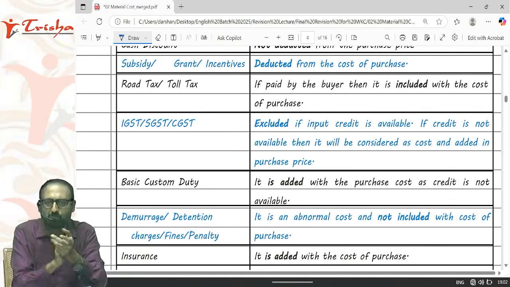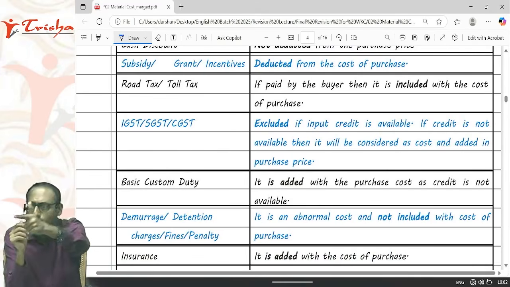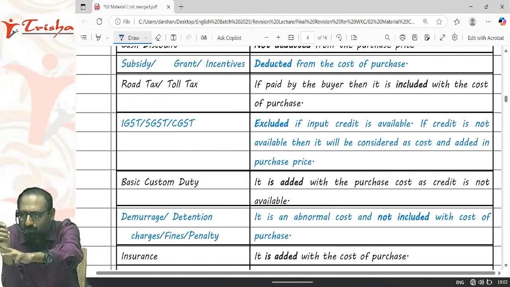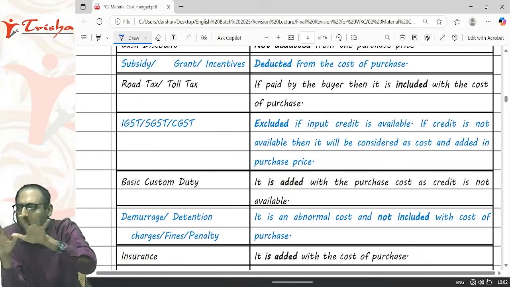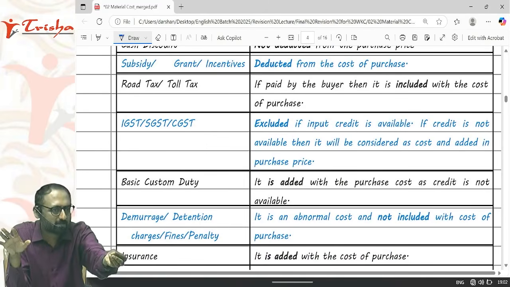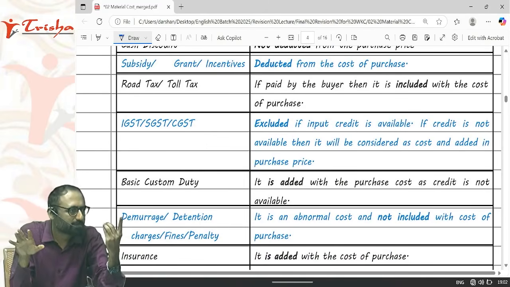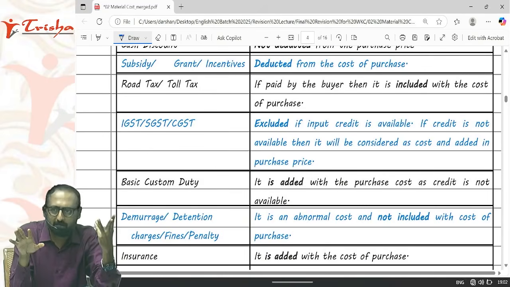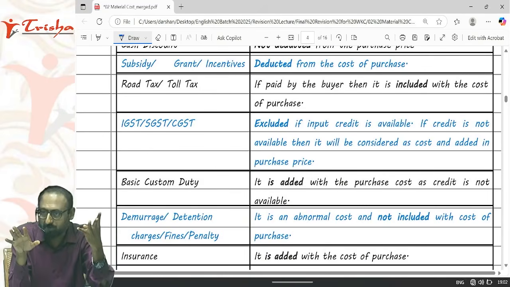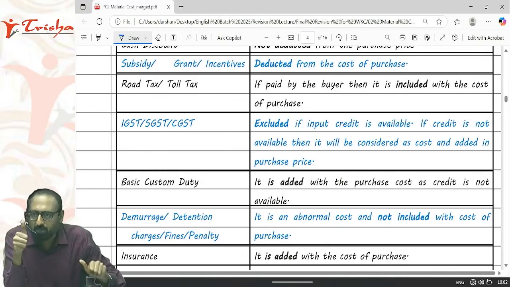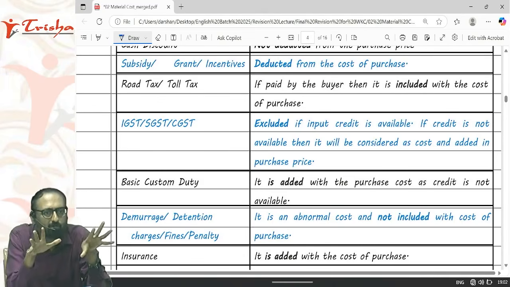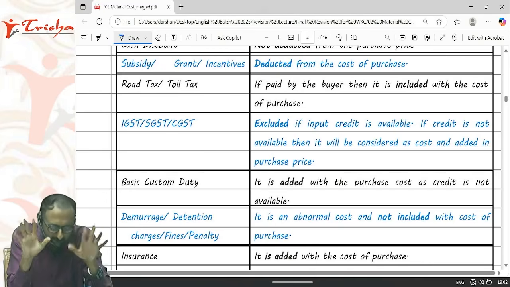Road tax, toll tax. Concentrate. Road tax, toll tax, octroi, insurance, transportation cost, commission, buying commission. These are all normal items. These are all normal costs. You will have to add them into the purchase price.